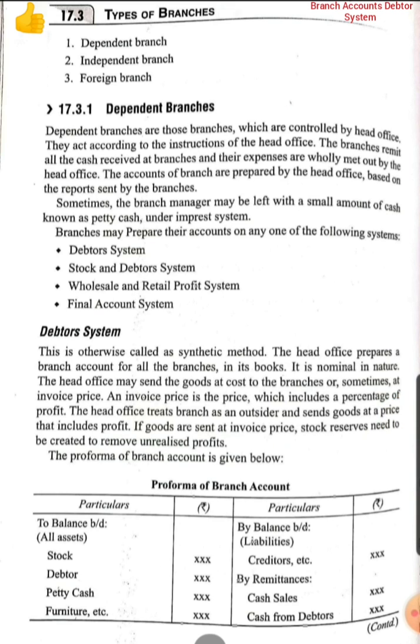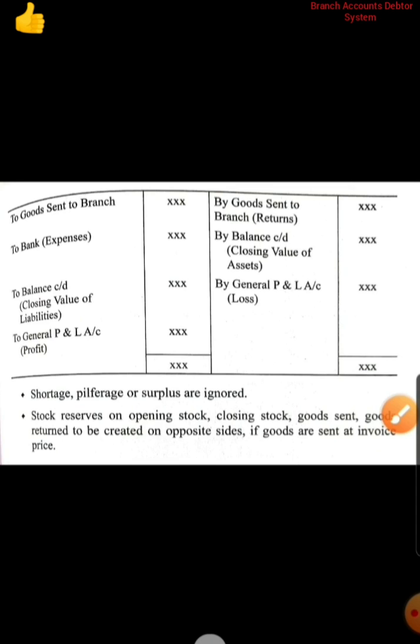Let us see the proforma, or the format, for the branch accounts. Here we have all the assets. Opening balance will be recorded on the debit side. Opening balance of liabilities will be recorded on the credit side. Closing balance of assets will be recorded on the credit side, and closing balance of liabilities on the debit side. Goods sent to branch, debit side; branch expenses, debit side; goods returned, credit side. If it is profit, that will be shown on the debit side. If it is loss, it is on the credit side.